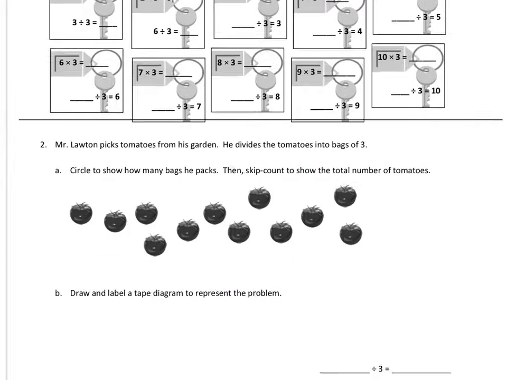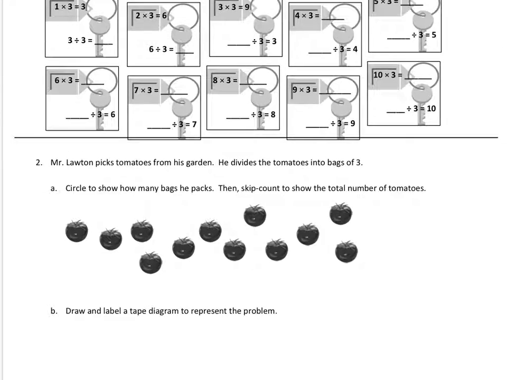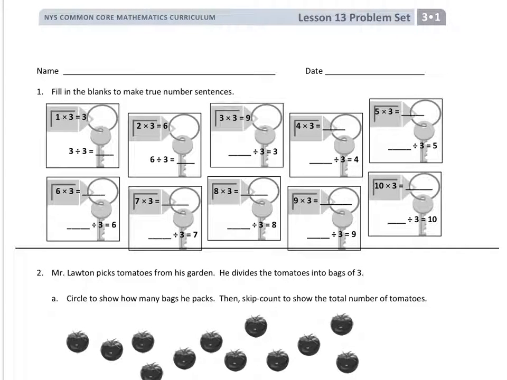Today we're going to work on the Lesson 13 problem set that is all about interpreting the quotient as the number of groups or the number of objects in each group using units of 3. So just like what we worked on for our last lesson, except instead of units of 2, this time you're going to see units of 3.